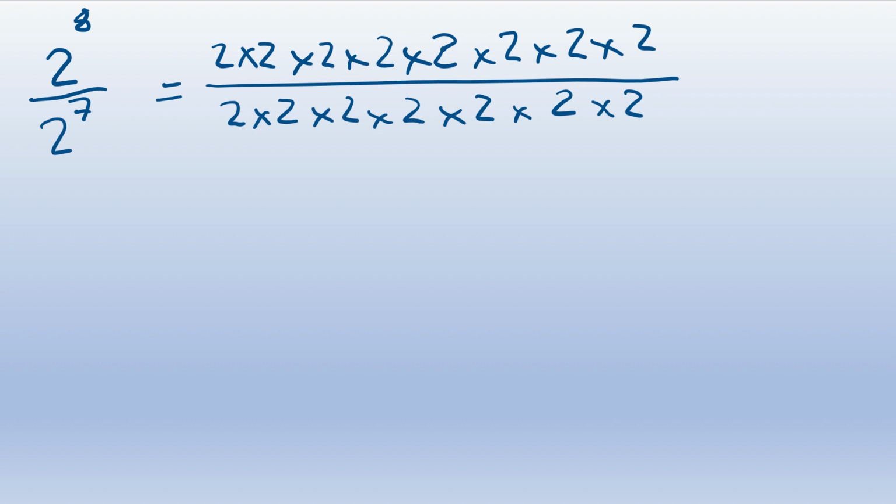And it sort of goes back to my previous point. 2 to the power of 8 all over 2 to the power of 7 is a whole lot easier than writing what I just went through there. Now you'd be asked to simplify that.